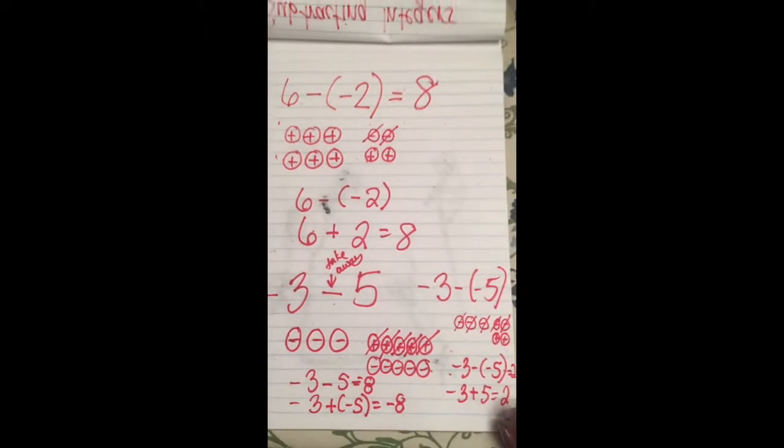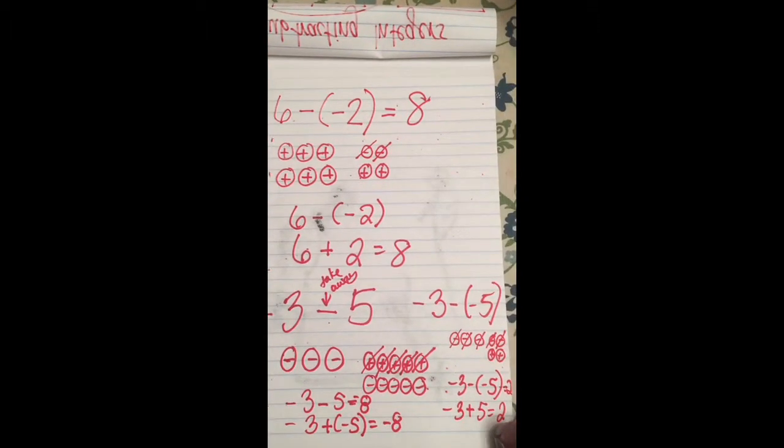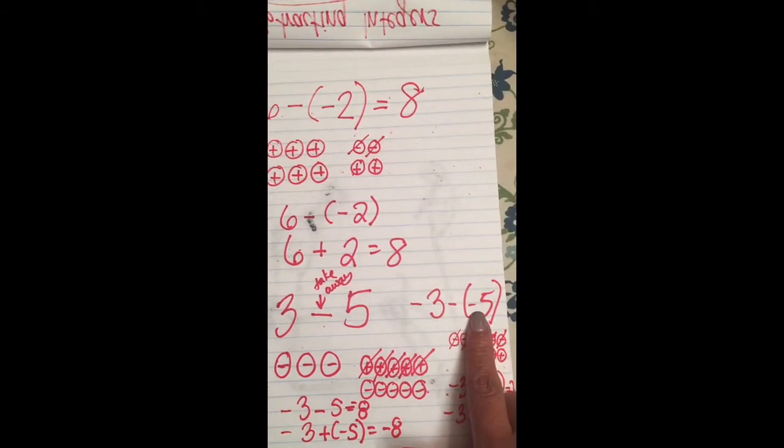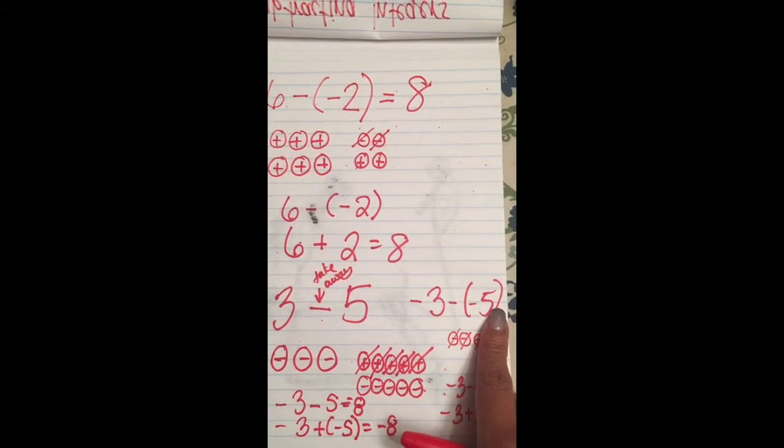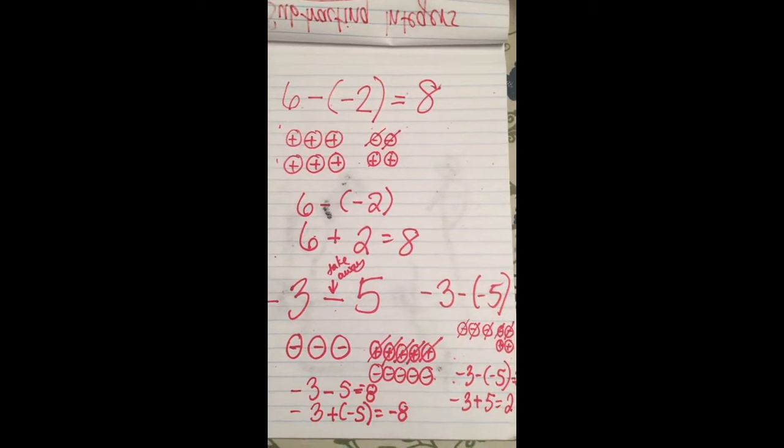So this is how it can work out with counters. If it still doesn't make sense, remember, when I'm taking away negatives, it makes sense that I want it less negative or it's going to move towards the positive. But we can talk about that in a future video when I use number lines.